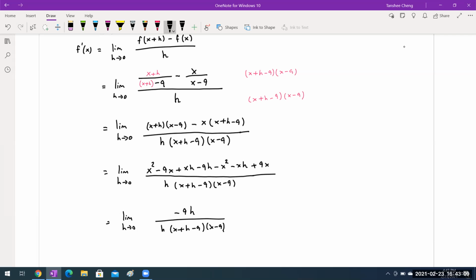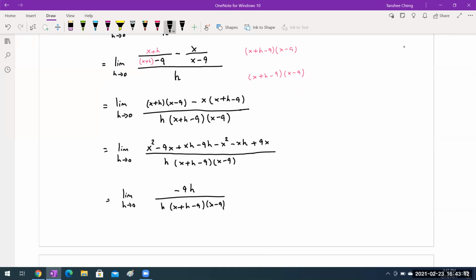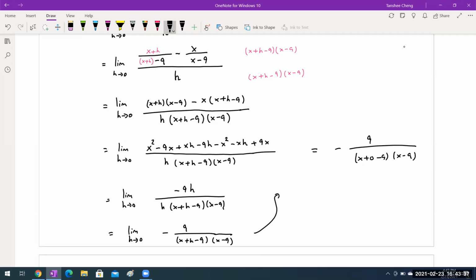So now, finally, if I reduce h on both the numerator and denominator, that will give me negative 9 over x plus h minus 9 and then x minus 9. Now direct substitution is applicable, so when I substitute 0 for h, that will become x plus 0 minus 9 and then x minus 9. So therefore, I got negative 9 over x minus 9 quantity squared. And this is my derivative of the function, which is f prime of x.